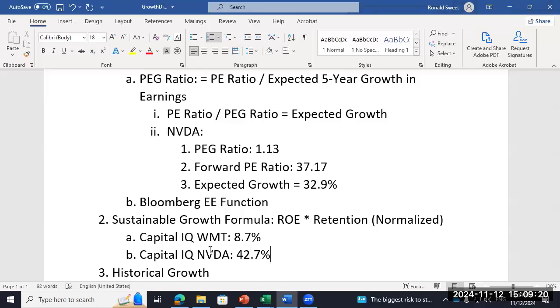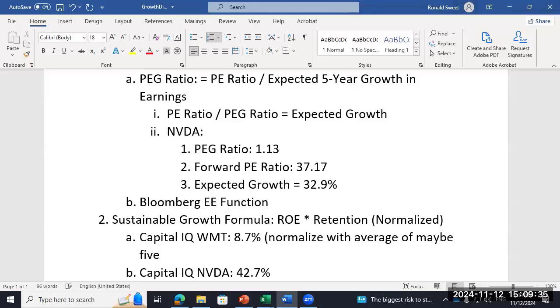Not that radically off the PEG ratio approach. So it is an approach. You do need to normalize it. But do look at it. That's the advantage of Cap IQ.